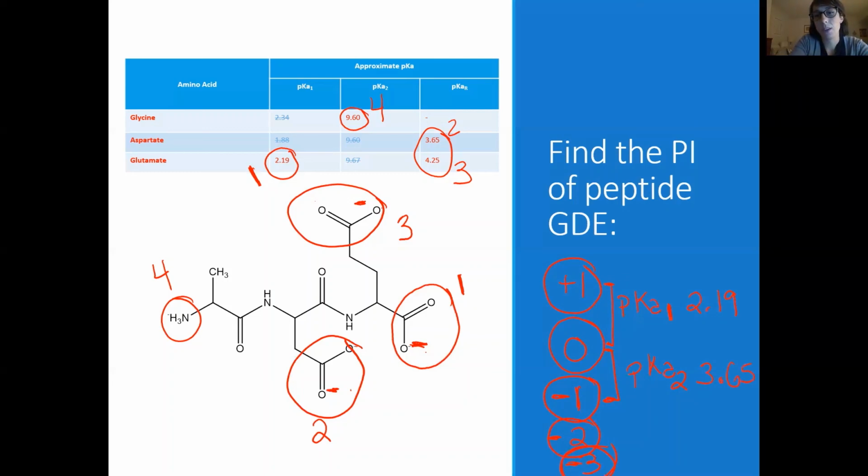3.65. So the pI for this molecule will be the average of those 2 pKa's that border when the whole peptide has a 0 charge. And that is how you solve for the pI, the isoelectric point, the pH of the 0 state for a peptide.